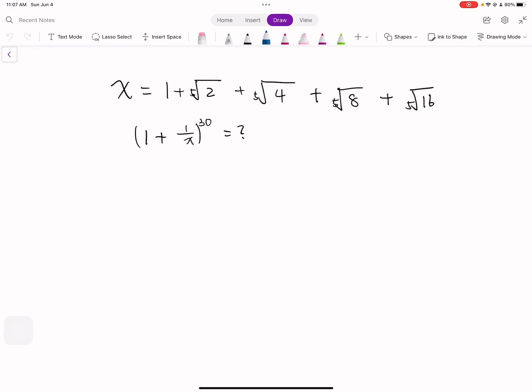Hi everyone, so today we will be talking about a math question from Math Olympiad. So here is the question. So x equals to this thing over here, and then the question is asking for what the value of 1 plus 1 over x to the power of 30 is.